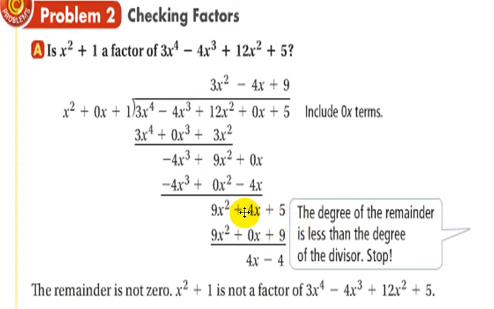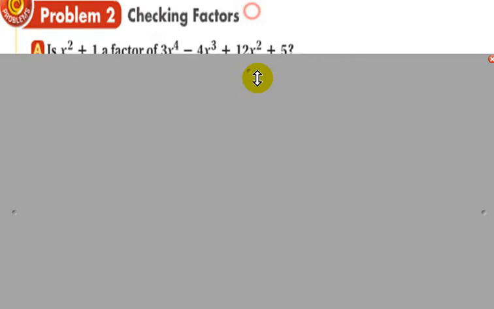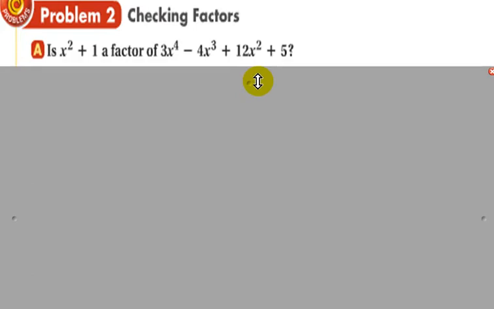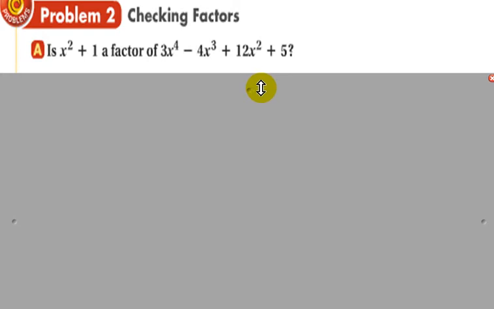Oh, we can't learn it just yet. We got to do problem 2 first. So, let's look at problem 2. Is x squared plus 1 a factor of 3x to the 4th minus 4x cubed plus 12x squared plus 5? Is it a factor? Well, we have to divide and see. If it's a factor, it would come out with a remainder of 0, right?